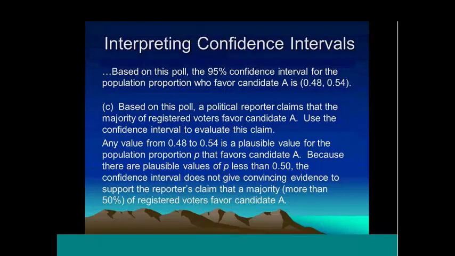Well, 0.48 to 0.54, any of those values for the population proportion are believable based on the data. So the reporter claims that a majority of voters favor candidate A. A majority would be more than 0.5. And the confidence interval does include values above 0.5, but it also includes values below 0.5. So there isn't convincing evidence to say that the true proportion p is greater than 0.5. We don't have convincing evidence to support the reporter's claim.